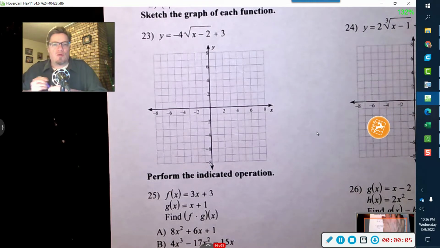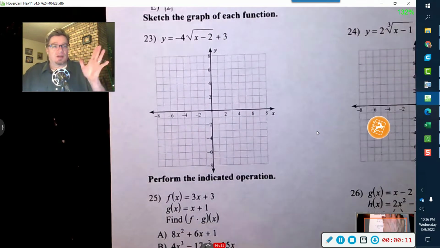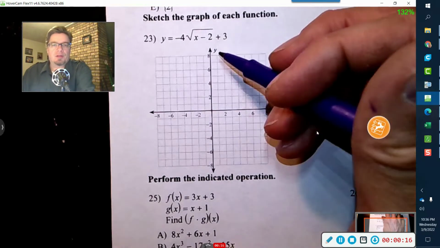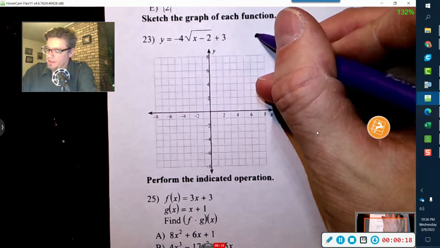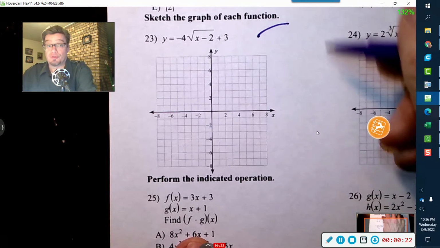Now we're going to graph a radical. Again, these are going to be a little bit harder. And then we have a cubic that we'll graph. So see how you did? I know that the parent function does the 0, 0, 1, 1, 4, 2.